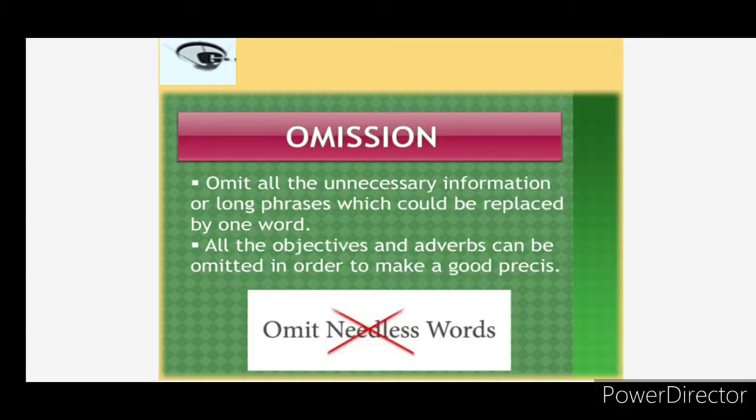Then comes omission. We also need to omit all the unnecessary information that is not required, and also long phrases which could be replaced by one word. So why write such long phrases? All the adjectives and adverbs can be omitted in order to make a good Precis. So we need to omit needless words. I hope you are able to enjoy the process of writing a Precis.